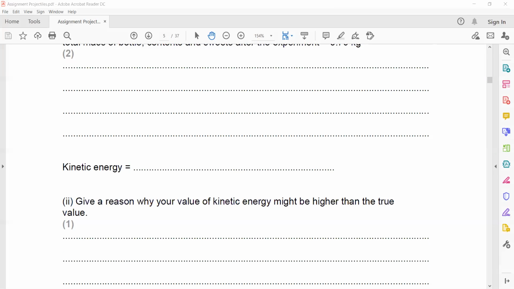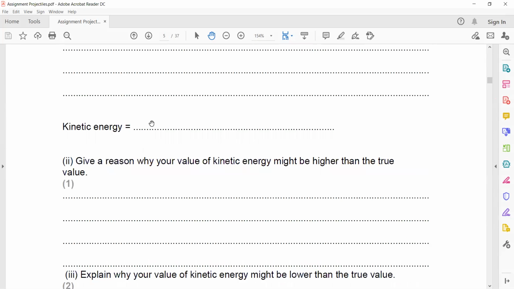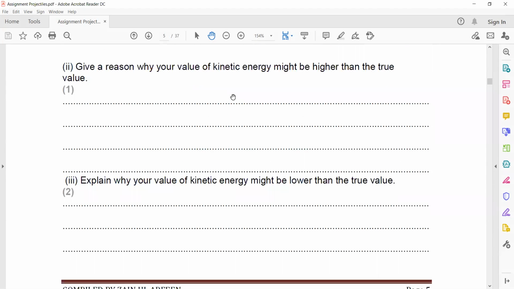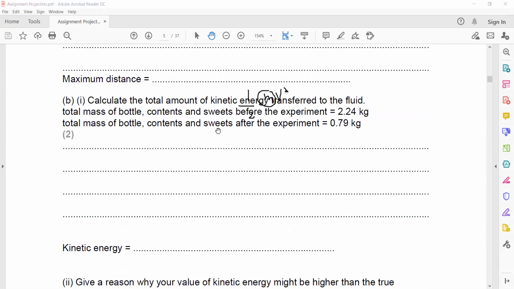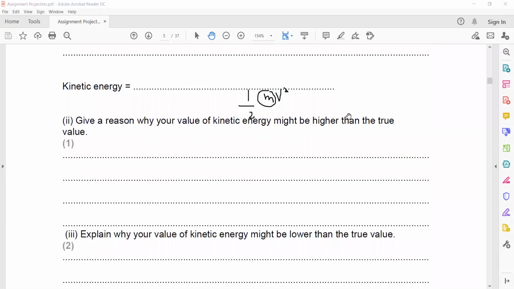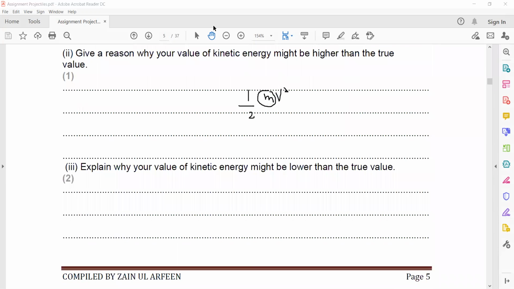So the kinetic energy basically. Give a reason why your value of kinetic energy might be higher. Kinetic energy is half mv square. We know the speed at which it is coming out, and this is our assumption that all of the mass, because the total mass of the content before the experiment was 2.24 and the total mass after the experiment is 0.79. So the difference is the mass which travelled from one place to another.